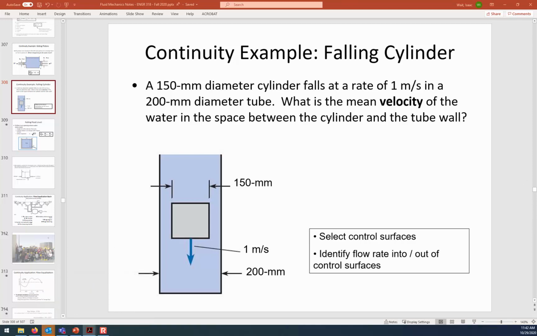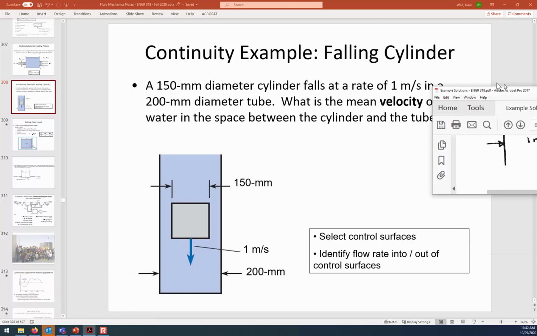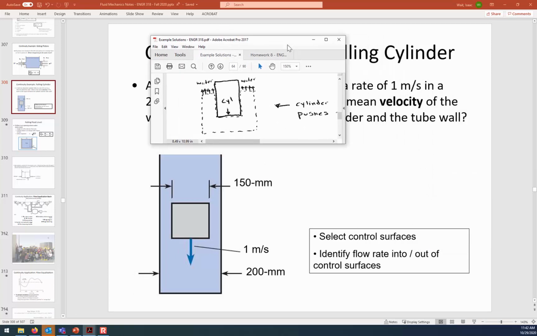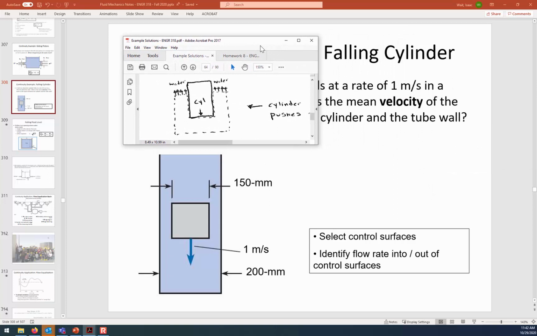Let's take a look at this one. Let me pull the solution up. I've already showed you what I think is maybe the trickiest part of a problem like this: conceiving of the geometry, where to put the control surfaces. If we're applying this idea that we're tracking flow in versus flow out, then it makes the point that flow in can be more than just liquids, because this is a solid cylinder that's falling downward.